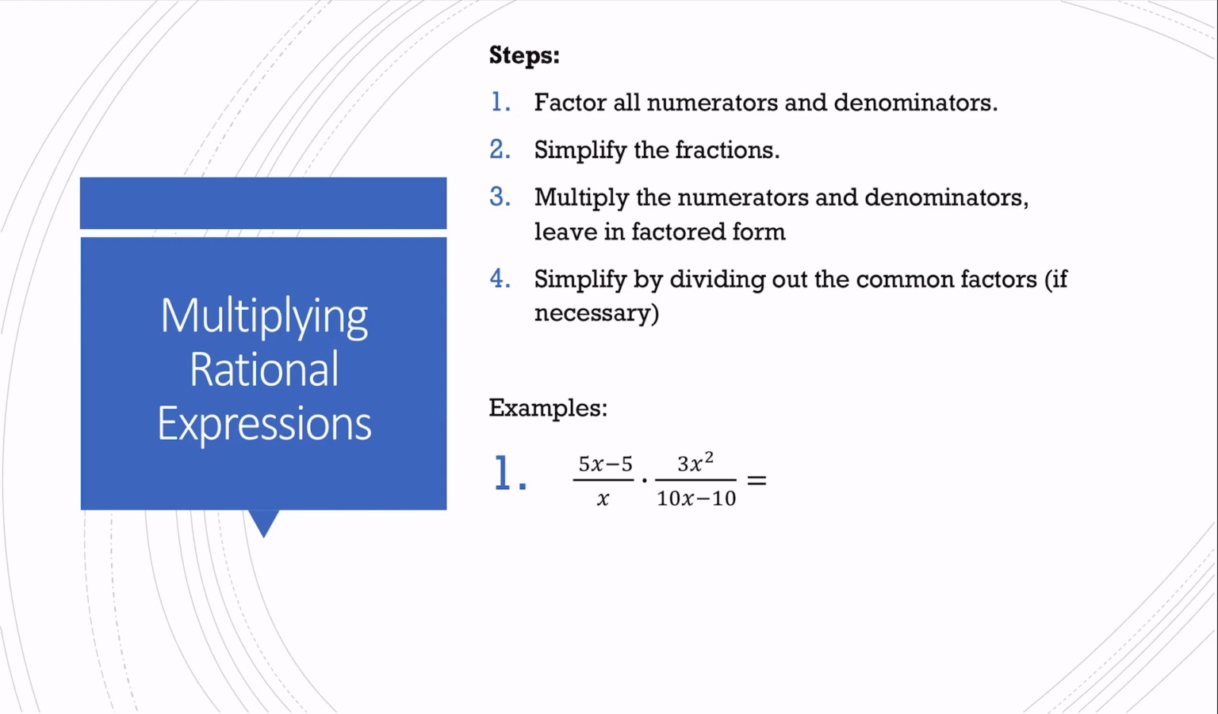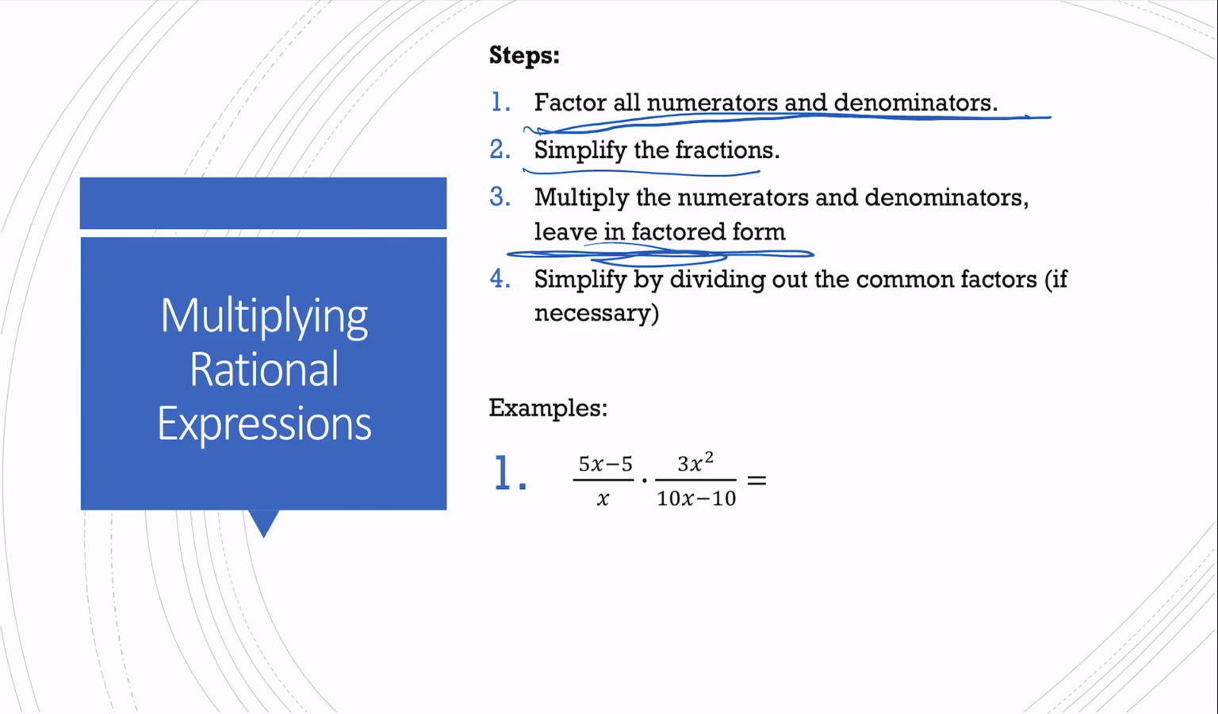When we're multiplying rational expressions, we multiply them the same way we multiply fractions. But the first thing I want us to do always is to factor. First factor, then simplify your fractions. After that, we're going to multiply, but we're going to leave them in factored form so it's easier for us to see which of the common factors are going to cancel out.